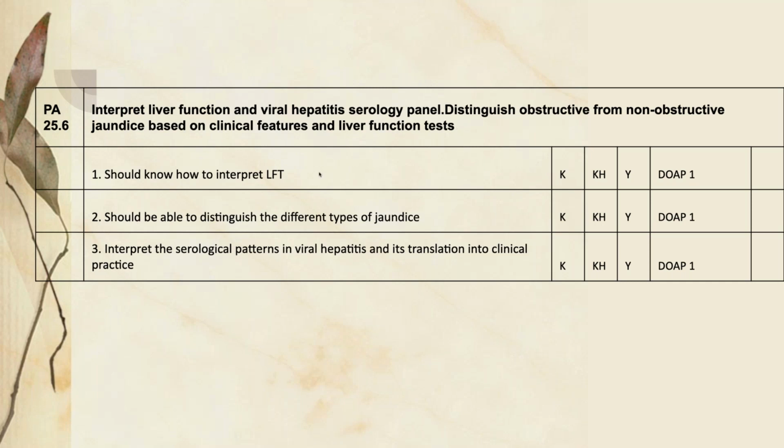So in this, I've broadly categorized the whole thing into: should know how to interpret the LFT, should be able to distinguish the different types of jaundice, interpret the serologic patterns in viral hepatitis and its translation into clinical practice. So they need to know what you consider when this is negative and that is positive. That is the translation to clinical practice. And this is your observe, do, observe, assist, and perform. As described in the previous one itself, it is something that you perform or do, and the pathologist or the examiner observes.